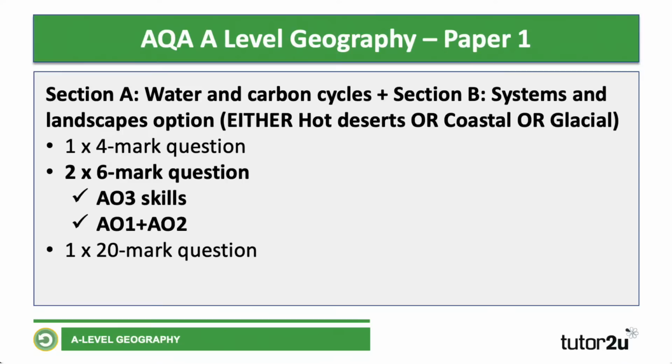I want to start with a quick reminder, giving you the overview of paper one. If you joined us on Tuesday, you'll know a little bit about this. Paper one has three sections, and everyone studies water and carbon cycles in section A. Those are the questions, two 6-markers and a 20-marker, that we'll all face for that topic for AQA A level.